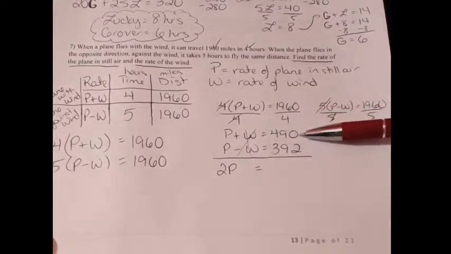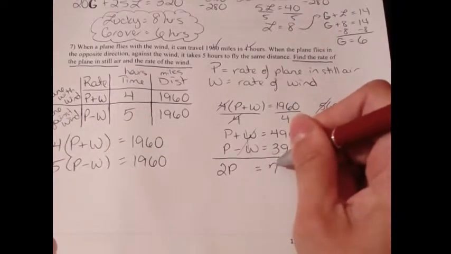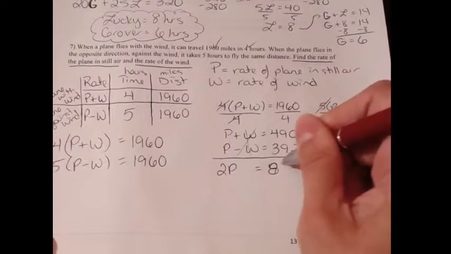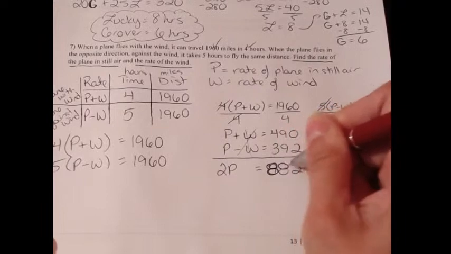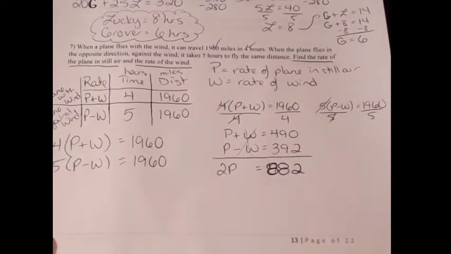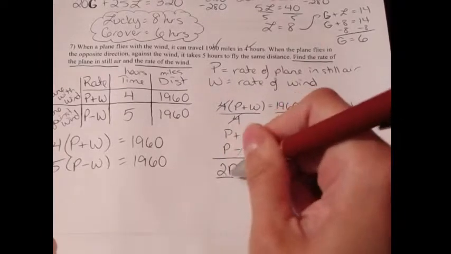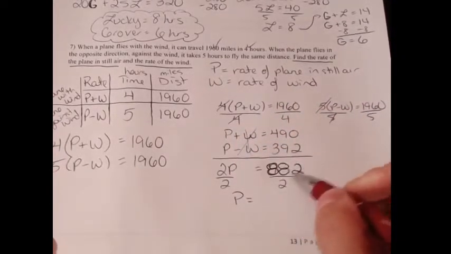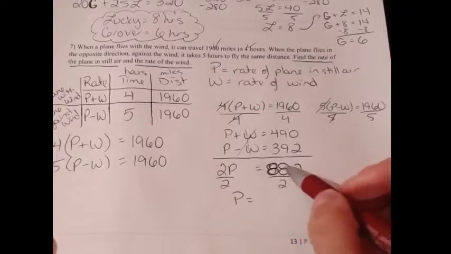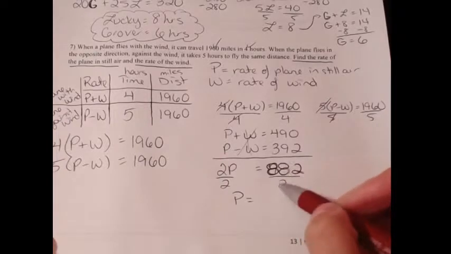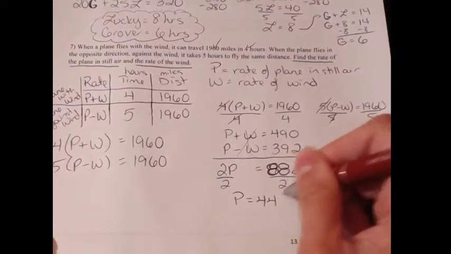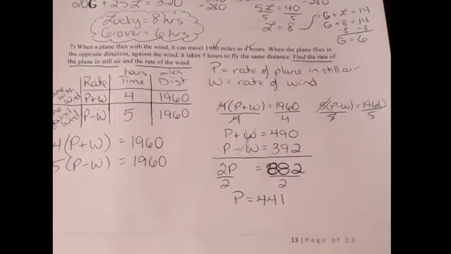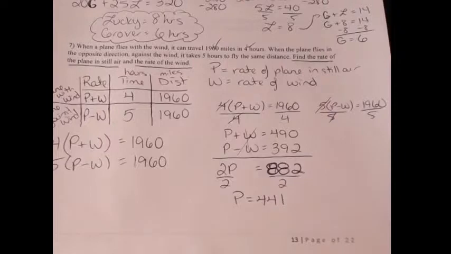Then we have positive 490 and a positive 392. That's going to give us, excuse me, let's do math, 882. They're both positive, so you add them. That gives us 882. Divide both sides by 2, and you get that P is equal to 882 divided by 2. Think of it as 8 divided by 2, 8 divided by 2, 2 divided by 2, digit by digit. That gives us 441. Wasn't that so quick?